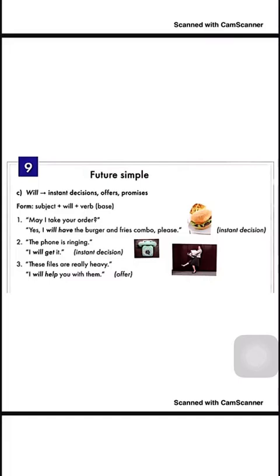Now let's see another example. Someone says, "The phone's ringing," and you say, "I'll get it." You just decided to answer the phone. The next two examples show will used to make offers. "These files are really heavy." "I will help you with them." So now he is offering them. I am offering to help this person carry the files.